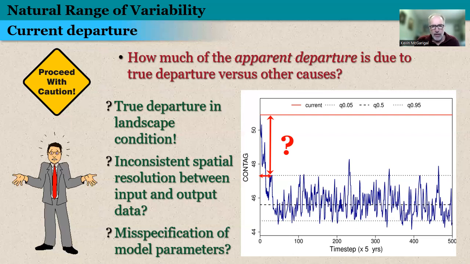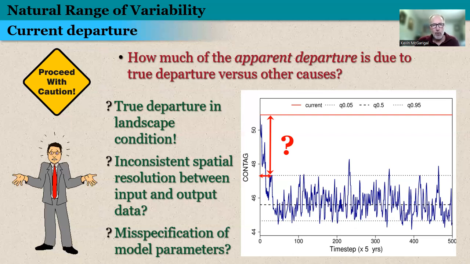And then under the historical disturbance regime, the value decreases rapidly and then achieves somewhat of a stable, what we call a dynamic equilibrium. So clearly here, the current condition deviates from that stable range of variability. And we would like to interpret that as an indication of departure. And in fact, it may be true departure.